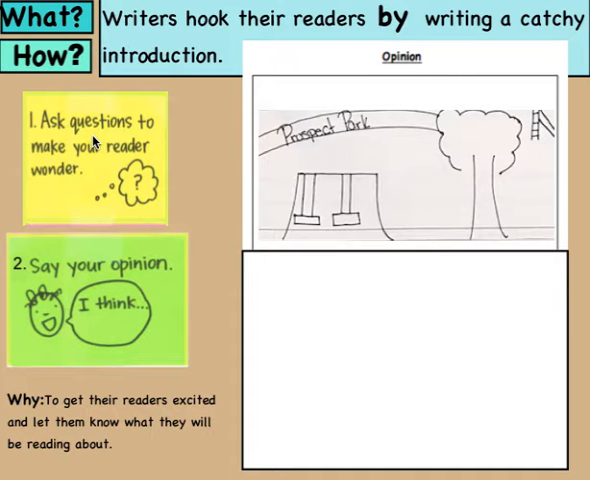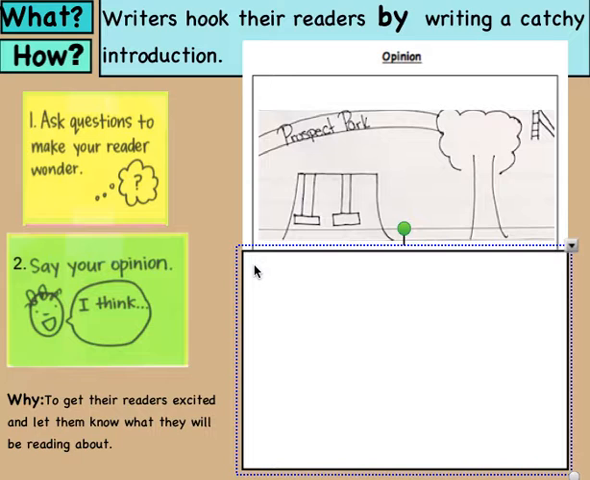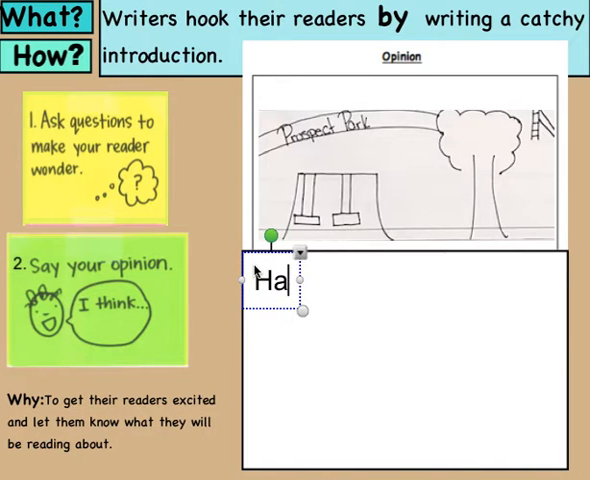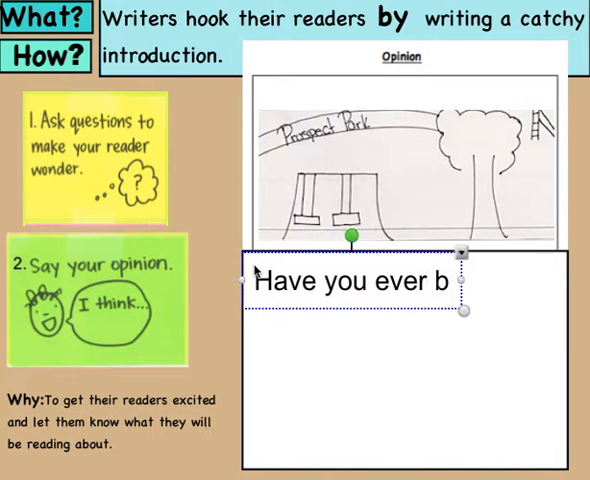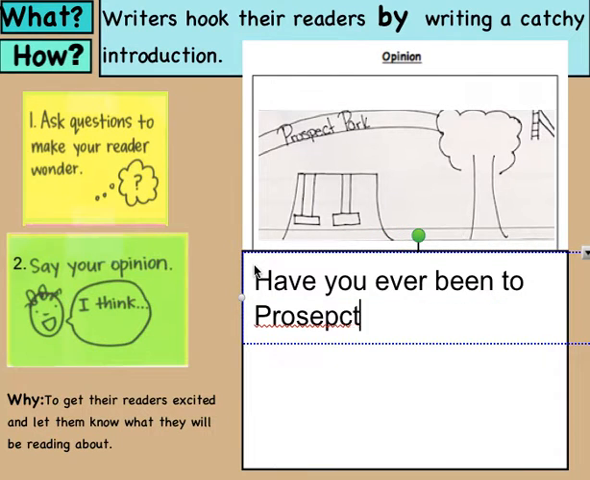So the first thing I have to do is ask a question to make my readers wonder. So let me think, what could I say? I can say like, do you like to go to the park? Or do you like Prospect Park? Maybe, have you ever been to Prospect Park? Yeah, I think I'm going to use that one. Have you ever been to Prospect Park? Remember, it's a question, so I need a question mark at the end.